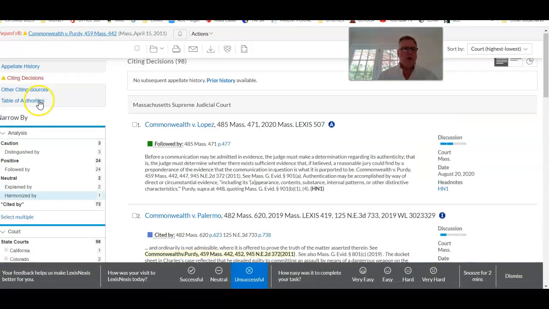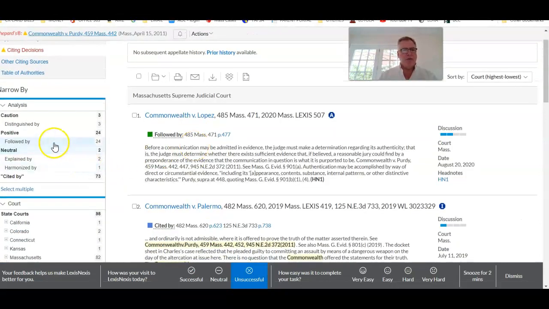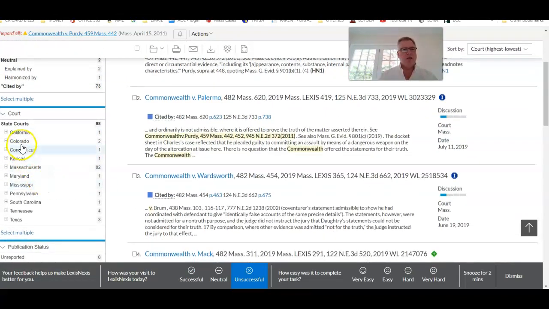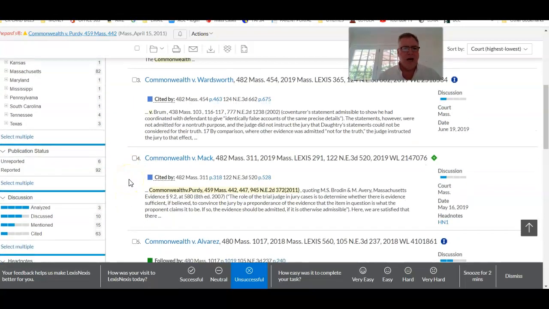So over here you have your further way to narrow it. Again, you can click on this. This is harmonized by, explained by. You've got different courts here. This tells us that there's one decision in a California court that cited this case. If we were interested in going out of state, we could click on that and find the California decision. Very unlikely you would need that.